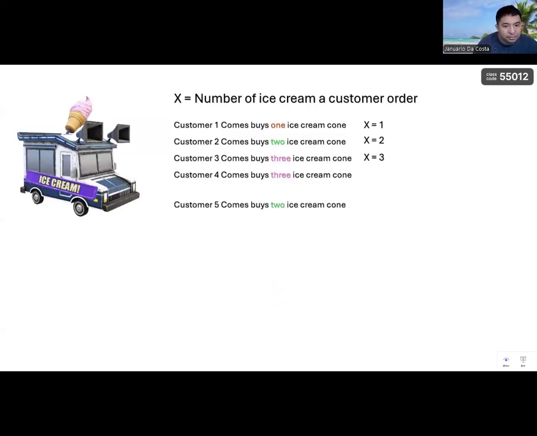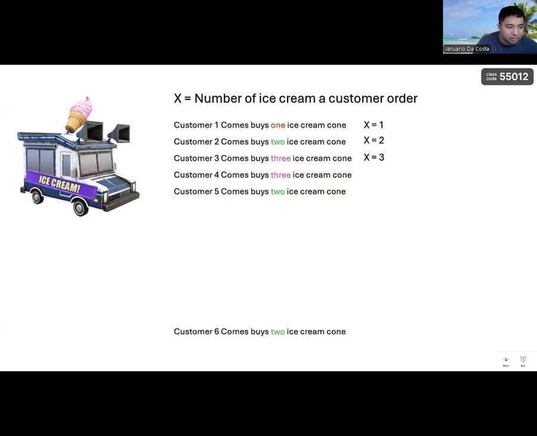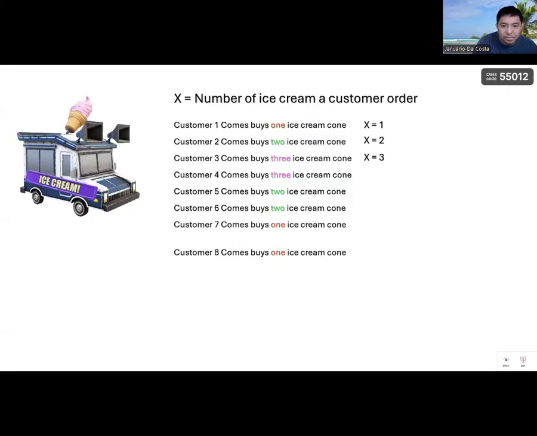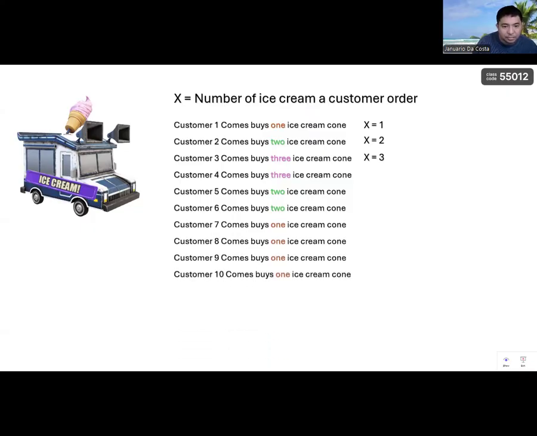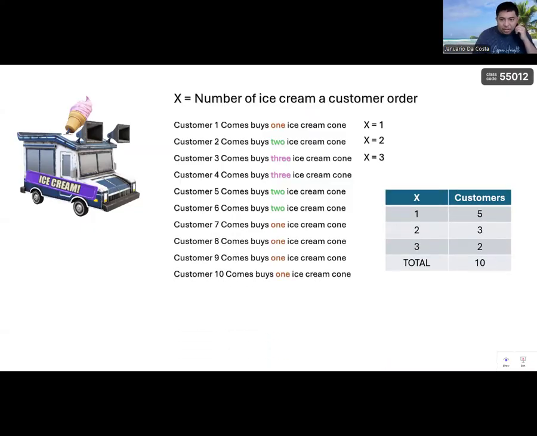Customer 5 comes in, buys 2 ice cream only. Customer 6 comes in, buys 2 ice cream. 7 comes in, and so on and so forth. For example, you can put this in a table.